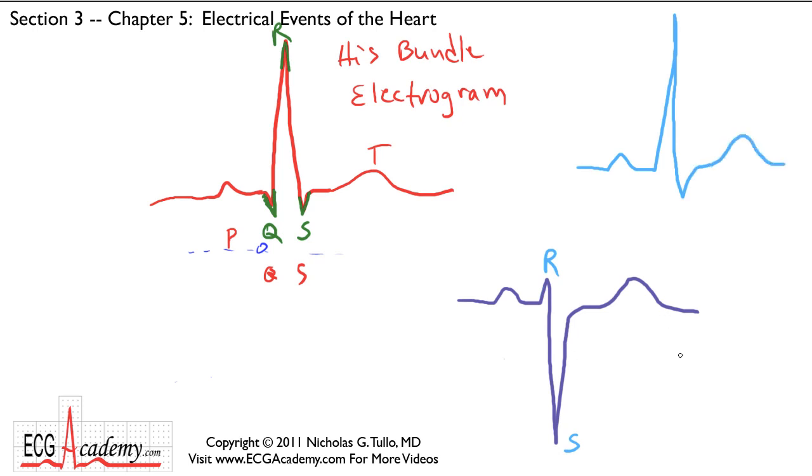Well, would this be any different? Actually not. In this case, there's no Q, because there's no downward deflection that starts the QRS. Remember, the Q is the first downward deflection. You have an R wave, a big tall one, and then you have an S wave. Well, what's the difference between this RS and this RS? It's only the ratio, the size difference between the R and the S wave.